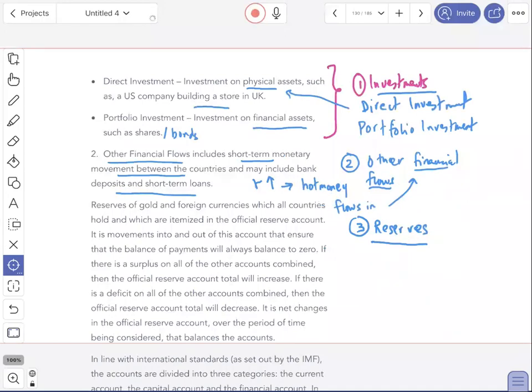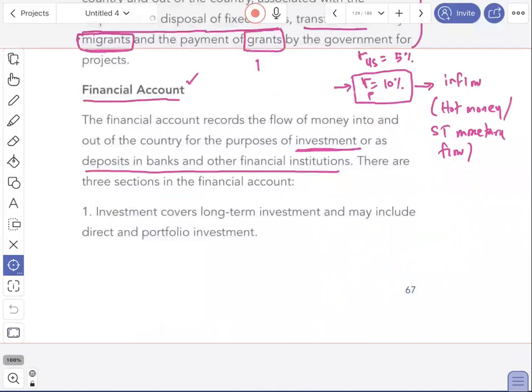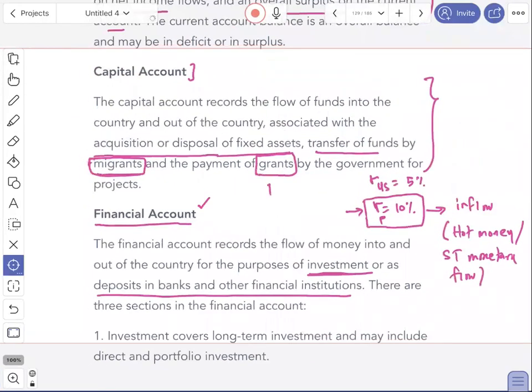Capital account, Jyotish, is simply an account that has three things. Number one is buying and selling of fixed assets. Number two is transferring of funds by migrants, like those who are leaving the country for good or coming to the country for good, and the payment of grants by the government for projects. If the Pakistani government received, let's say, a grant for building a dam, that will be coming into the capital account of your balance of payment.